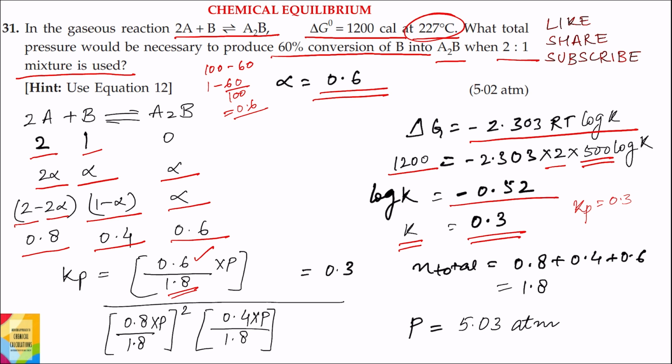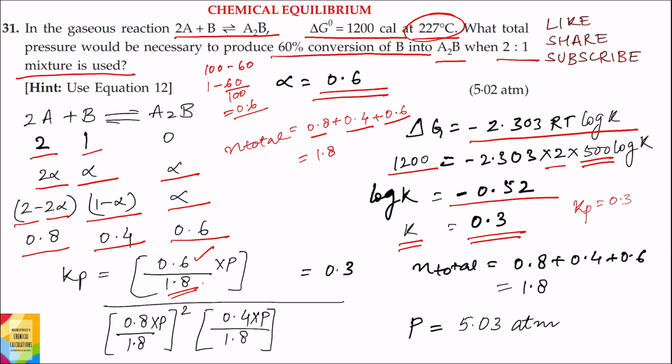Now total number of moles at equilibrium is equal to 0.8 plus 0.4 plus 0.6. This is moles of A remaining, this is moles of B remaining at equilibrium, and this is the moles of A2B formed. So this is equal to 1.8. Total number of moles at equilibrium is 1.8.